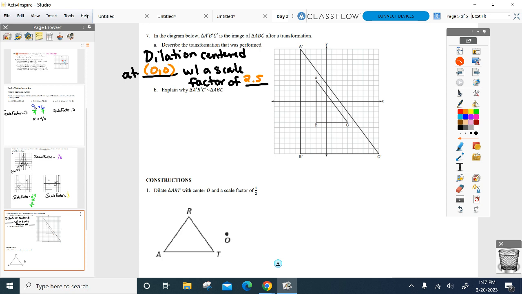Now, so I get it. You know, I have 26 students in here today, and I know some of you, wait, whoa, how did they get that so quick?